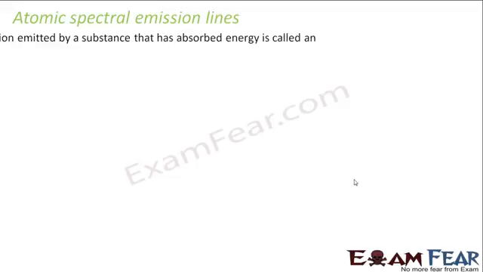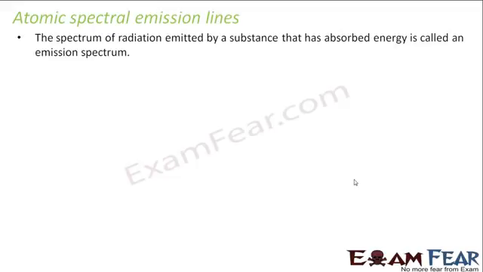Fine? Okay. So now let us talk about the atomic spectral emission lines. The spectrum of radiation emitted by a substance that has absorbed energy is called an emission spectrum. Right? The name itself is saying emission spectrum. That means the spectrum is emitted by a substance which has absorbed energy. As I mentioned before, whenever we talk about a substance, it is finally made up of atoms. So this spectrum is formed because we have supplied some additional energy. The object absorbed some energy and then it emitted the spectrum. So this spectrum is known as the emission spectrum.